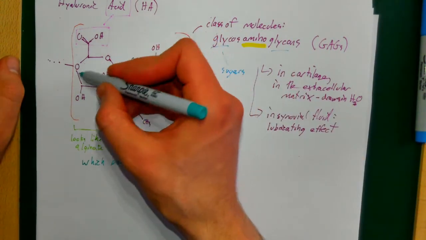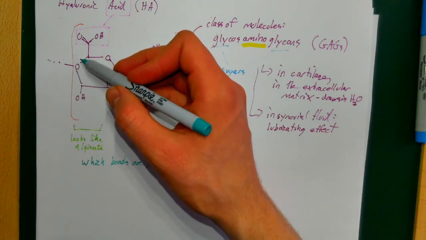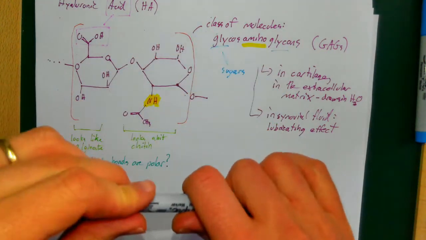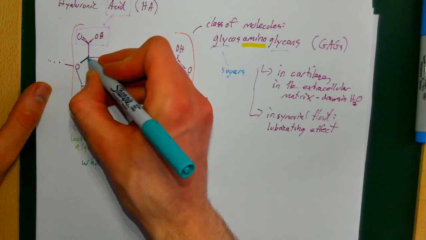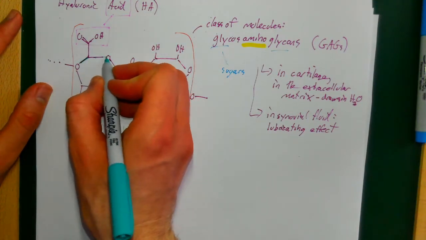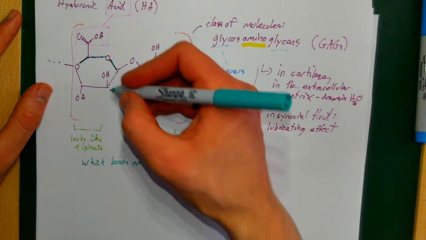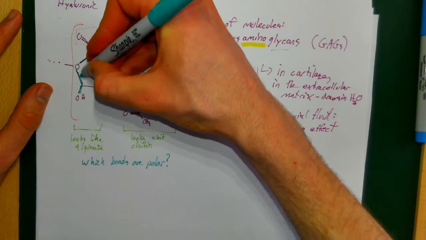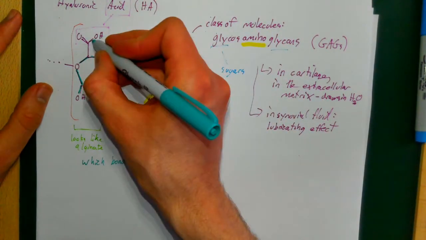Well, basically anytime you have oxygen, which is electronegative, and that oxygen is bound to hydrogen or carbon, which is less electronegative, you're going to end up with a polar bond. So here we have a carbon-oxygen bond that's polar. Here we have a carbon-oxygen bond, polar. That one's polar. This one's polar. This one's polar. These ones are polar.